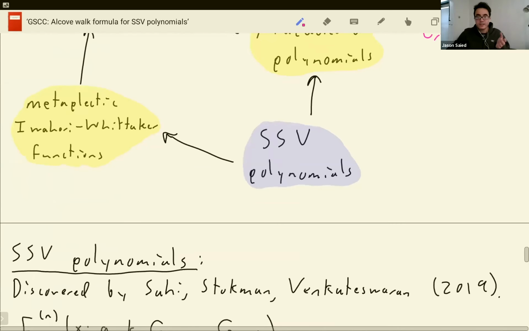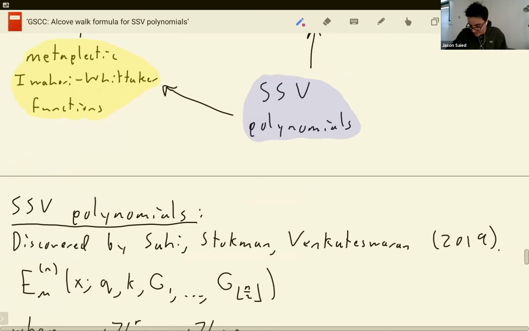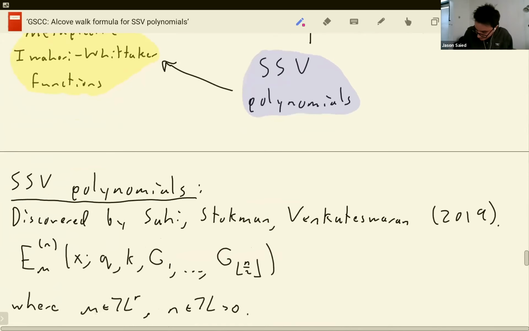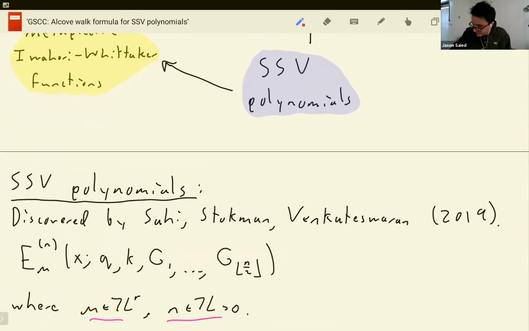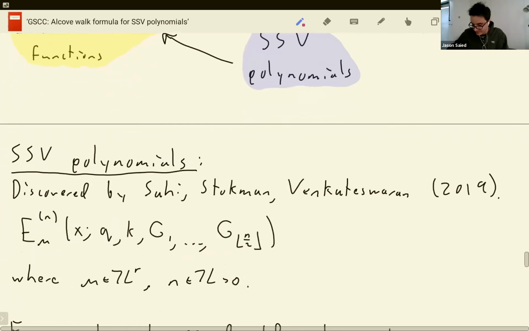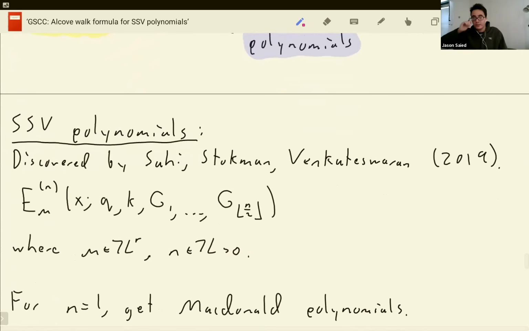Okay, so in 2019, these polynomials were found by my advisor, Siddhartha Sahi, and his collaborators, Jasper Stokman and Vijay Venkateswaran. And they're polynomials E_mu, depending on the integer tuple mu and a positive integer n, and a bunch of parameters that don't matter for now. But when n is 1, you get the thing that we understand better, the Macdonald polynomials.